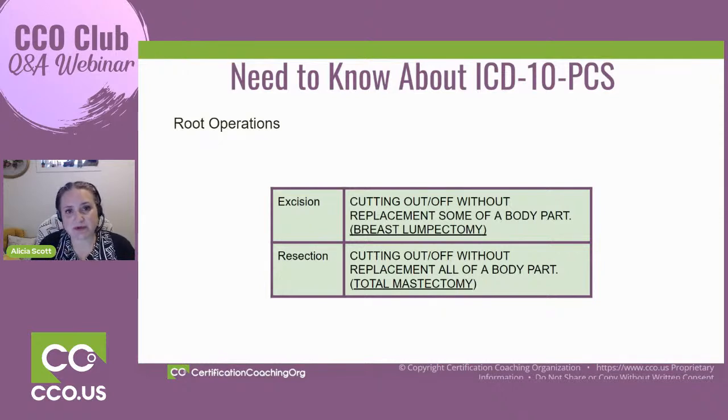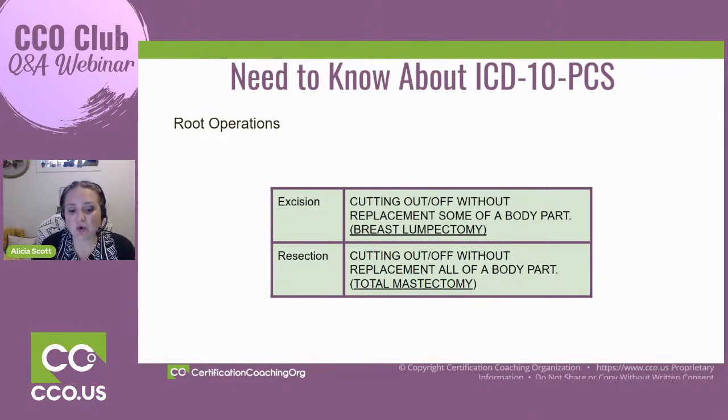The two examples that I gave for you is excision and resection. Now, this is why the root operations can get confusing. If we are going to do an excision, that procedure is defined as cutting out or off without replacement some of a body part, like a breast lumpectomy. And then a resection would be very similar, cutting out or off without replacement of all of a body part.